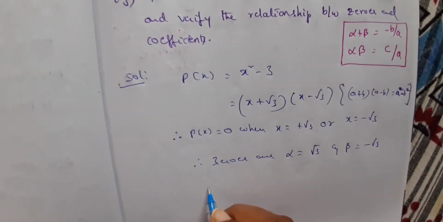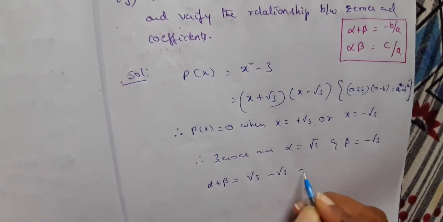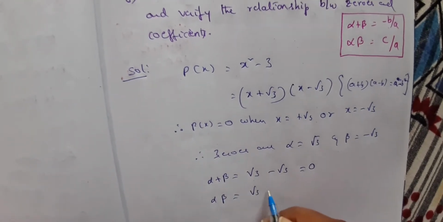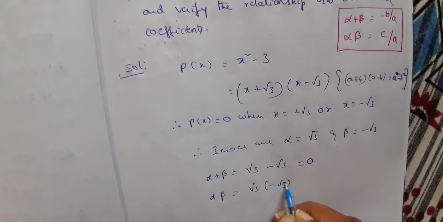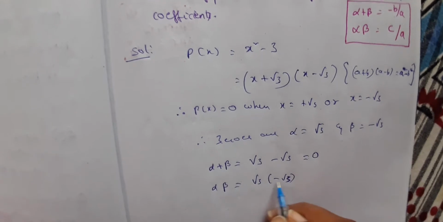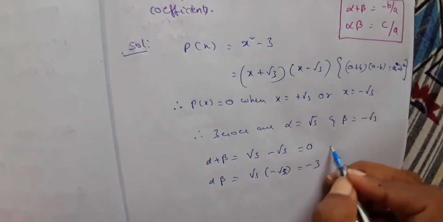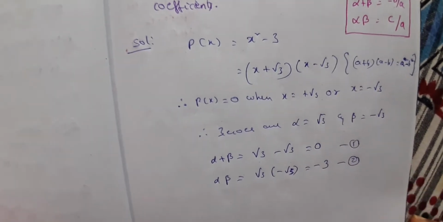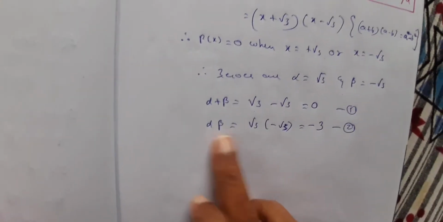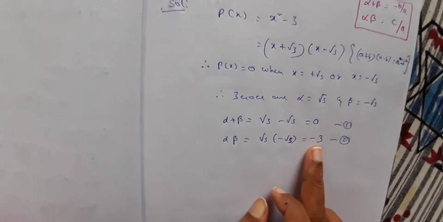Now find separately alpha plus beta. So root 3 minus root 3, which is 0, and alpha into beta, root 3 into minus root 3, is minus root 3 into root 3, which is minus 3. So let this be equation 1 and this be 2. Okay, so we have sum of the zeros is equal to 0 and product of zeros is equal to minus 3. Now our job is to verify whether the relationship is correct or not.